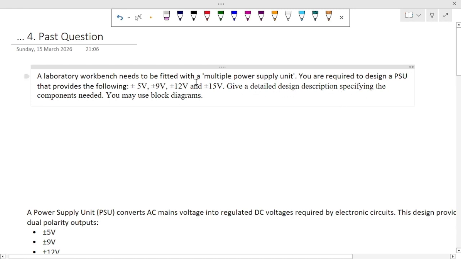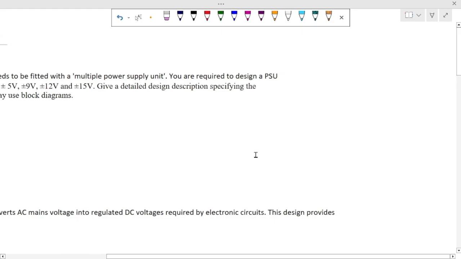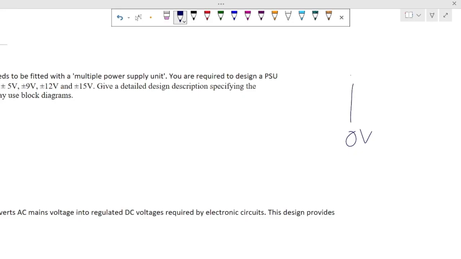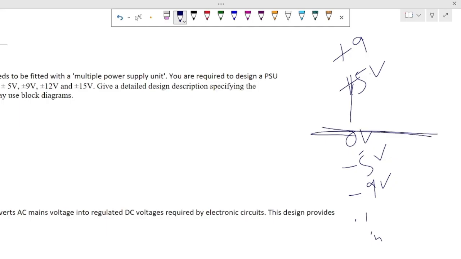design description specifying the components needed. Okay, we can also make use of a block diagram, of course. A block diagram will just make this easier. Now understand this. I want to talk about 0 volts. This is ground. Above 0 volt is what? Positive 5 volts, positive 9 volts, and so on. Below 0 volt is what? Negative 5 volts, negative 9 volts, and so on. Okay, now this 0 volt is the reference voltage, positive voltage goes up like this, negative voltage down.